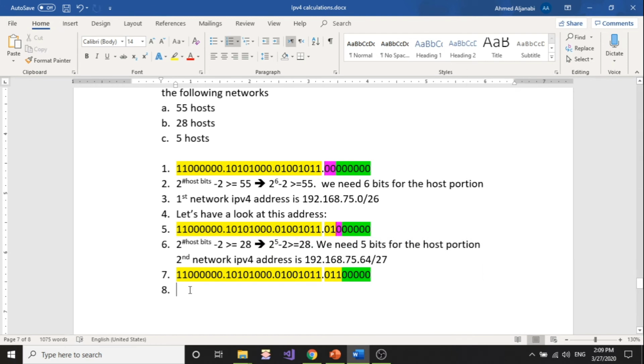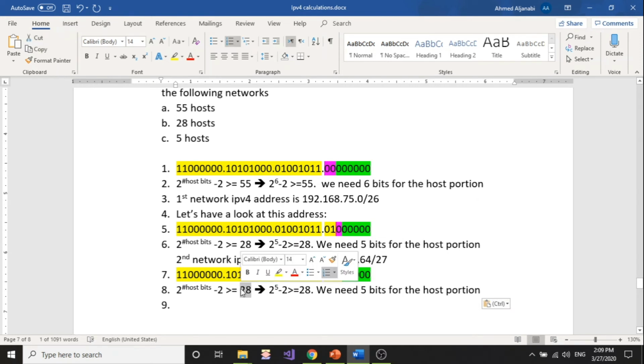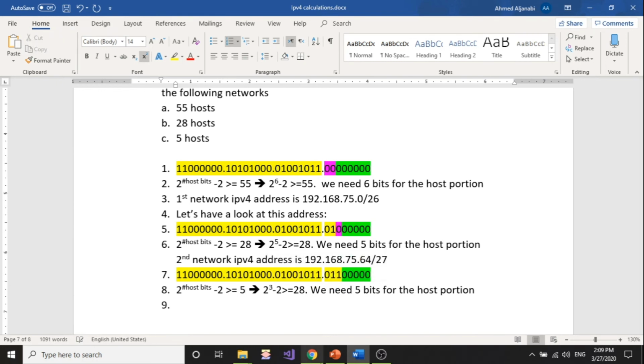Basically, the number of host bits, 2 to that power minus 2, should be greater than 5. Now, if I choose to put 3 here, 2 to the power of 3 is 8. 8 minus 2 is 6. So basically, yes, I can actually do that. I do basically need to have 3 bits for the host portion. Now look at this. I need those 3 bits. So what's going to happen to those 2 bits? Well, basically, they're going to be borrowed to the network portion.